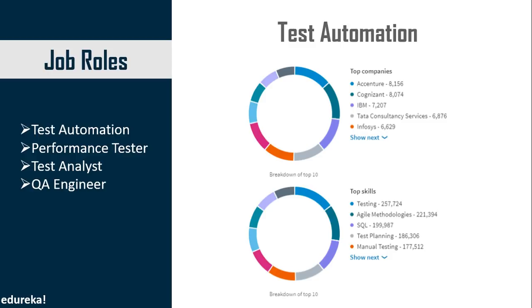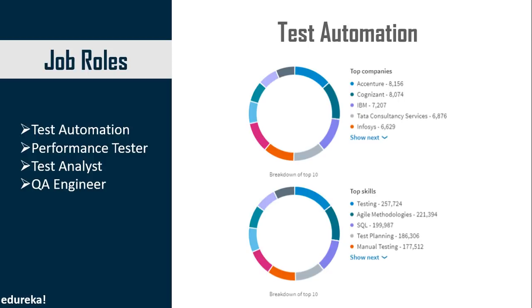So here you can see the graph for the top companies in test automation. And some of the big names are Accenture, Cognizant, IBM, TCS, and Infosys. Now, the top skills that are required to become a test automation engineer include the knowledge of testing, agile methodologies, SQL, test planning, and also you need to be well acquainted with manual testing.